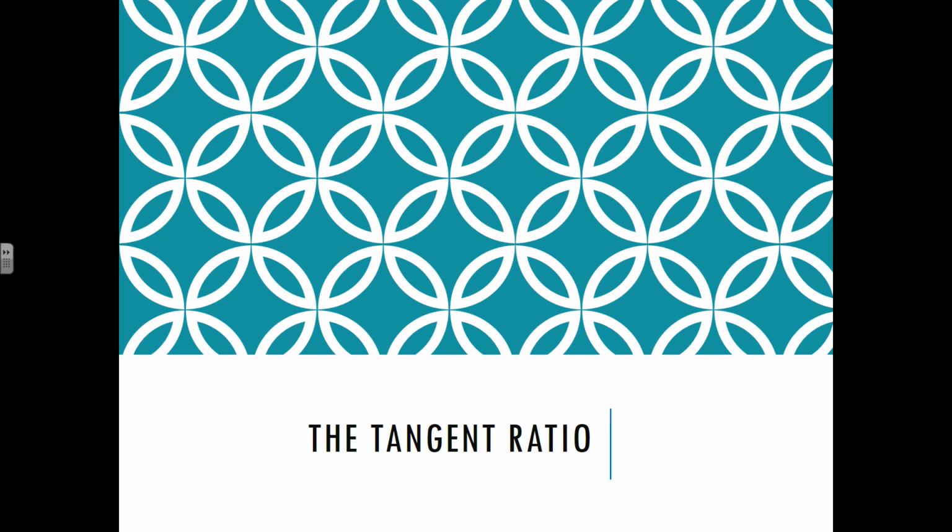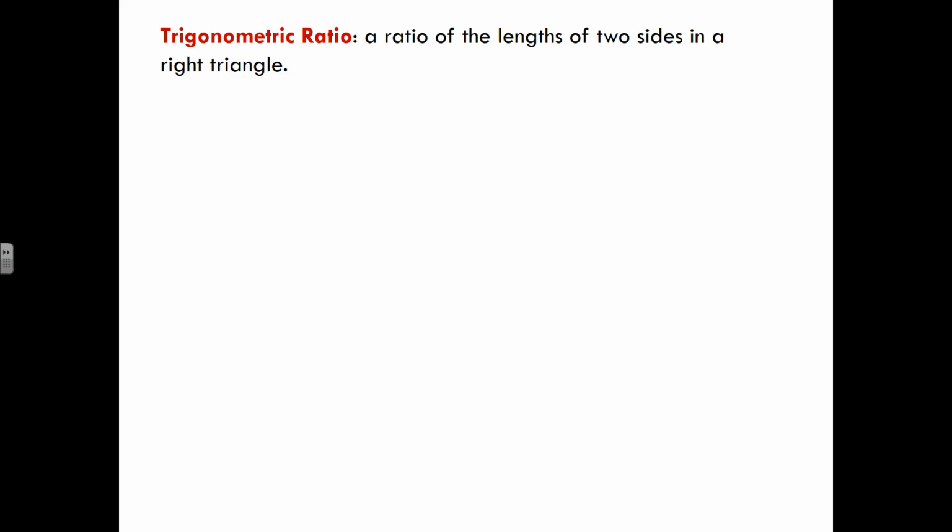Okay, so we're going to be talking about our three trigonometric ratios, sine, cosine, and tangent in this unit. And today is the tangent ratio. So we're just going to focus on tangent for right now. So first of all, let's just introduce the concept of a trigonometric ratio. It is the ratio of the lengths of two sides in a right triangle.